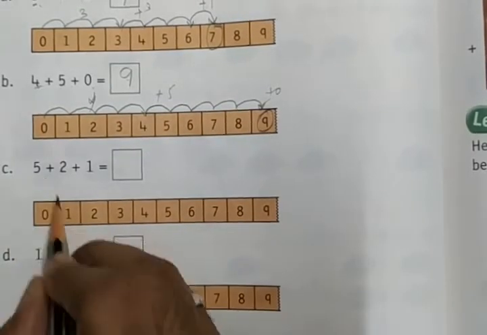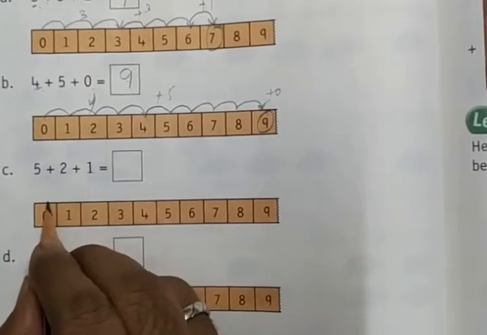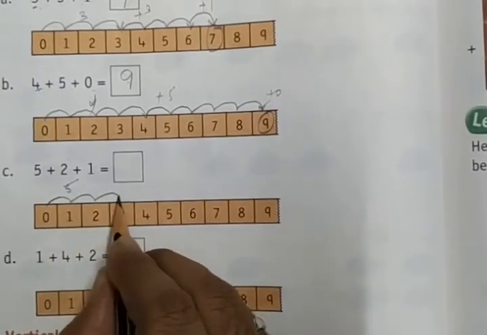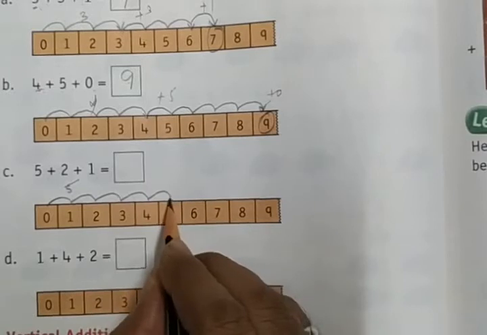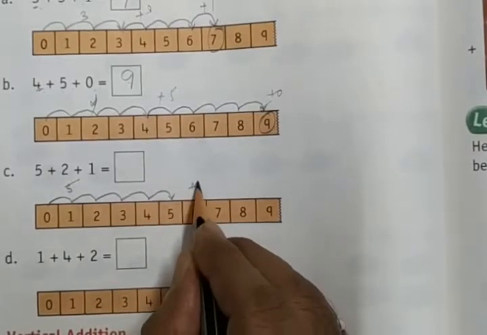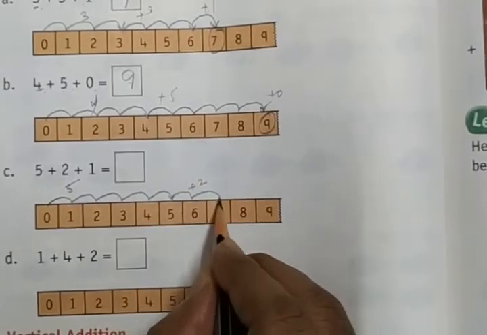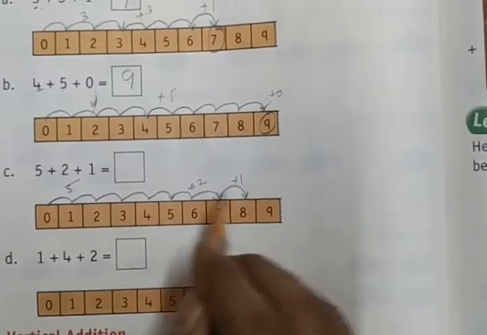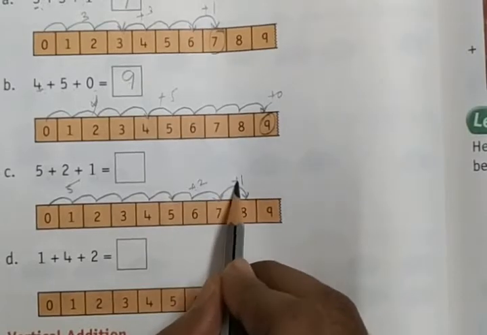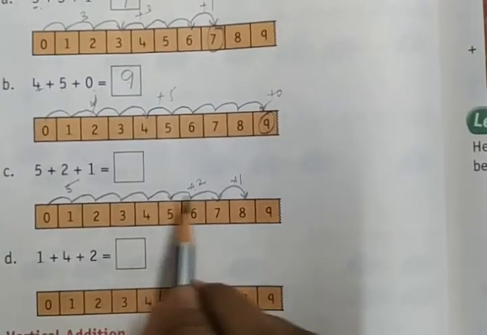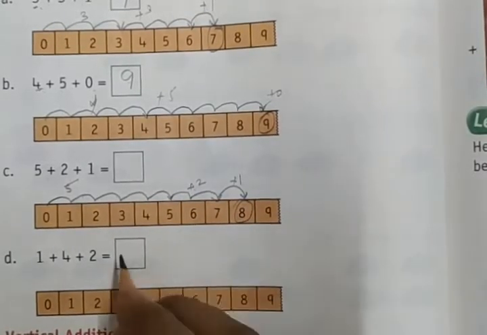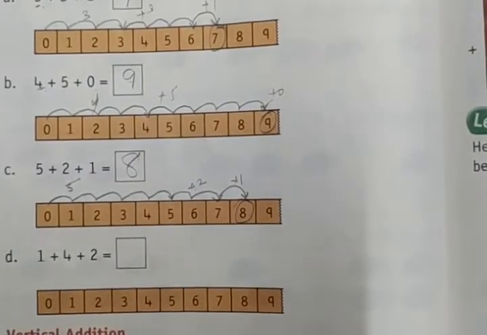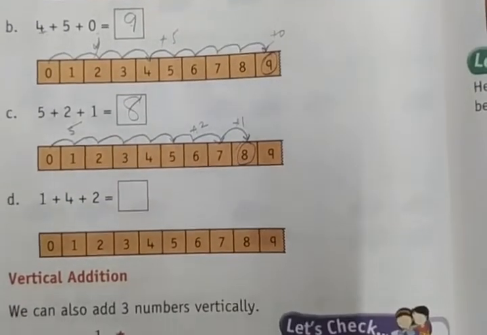Here 5 plus 2 plus 1. First we need to take 5 gems. 1, 2, 3, 4, 5 gems. Next plus 2 gems. 1, 2. Alright. Next again we need to take 1 gem. 5 plus 2 plus 1 is equal to 8. We have reached 8. Clear? This is how we need to solve the sums on the number strip.